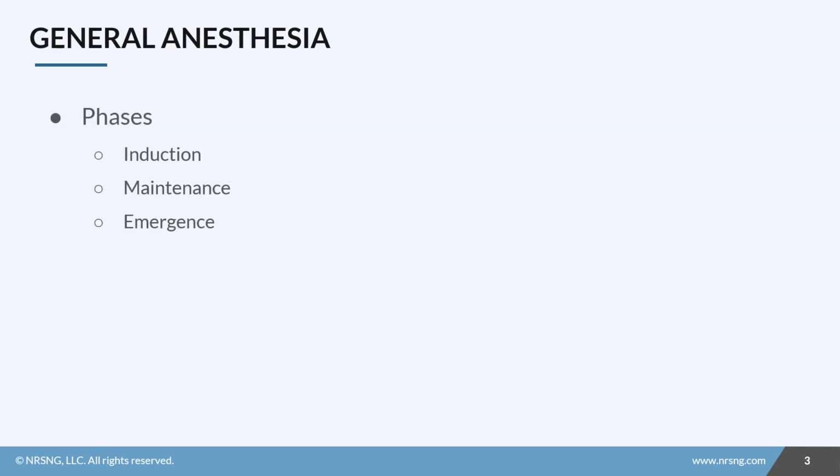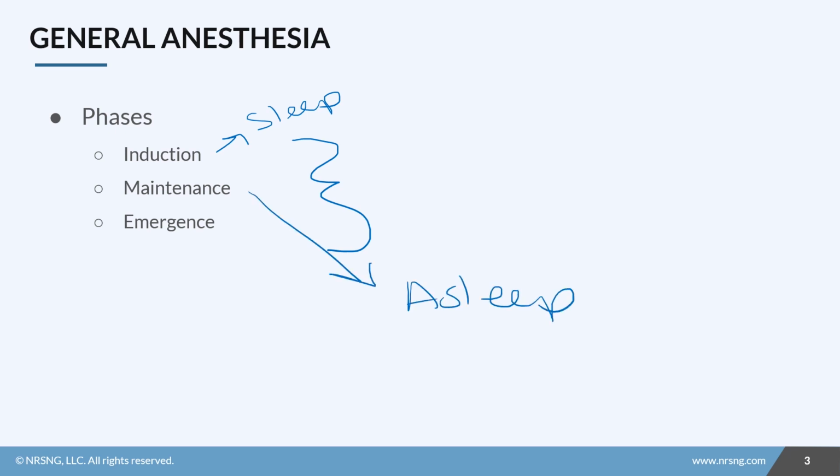So, with general anesthesia, we have three different phases. Induction is when the medications are given to the patient and the patient goes off to sleep. With maintenance, the medications are continued to be given to keep them asleep. And emergence is going to be when the patient is given medications to reverse the anesthesia or the anesthesia medications wear off and the patient wakes up.